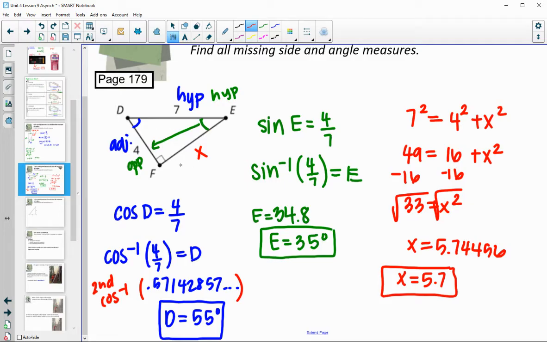Again, certainly could have set up trig functions now that you know these angles as well. So you could have done sine, cosine, or tangent to solve for that x if you wanted.